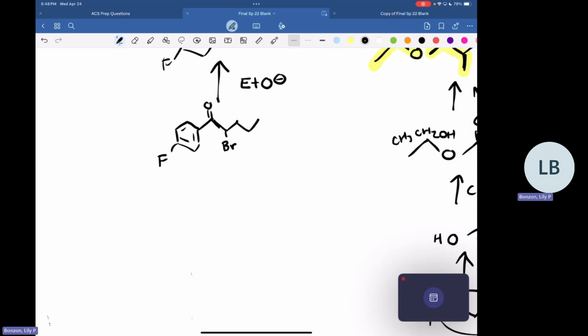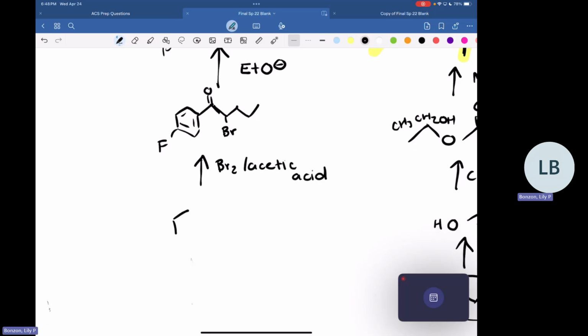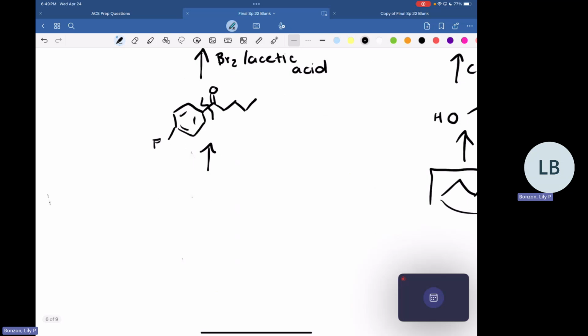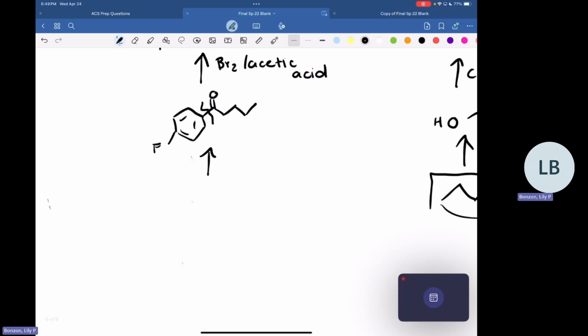And then here, so here we have a bromine right next to a carbonyl. So this is going to be our special Br2 acetic acid reaction. And what that does is it just puts that bromine on the carbon right next to the carbonyl. All right. So then from here, we can do a Friedel-Crafts. So we've got our acyl chloride, and then we've got AlCl3, and our previous step is just going to be this fluorine.